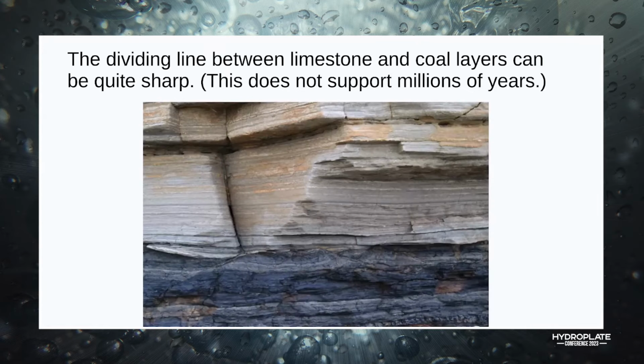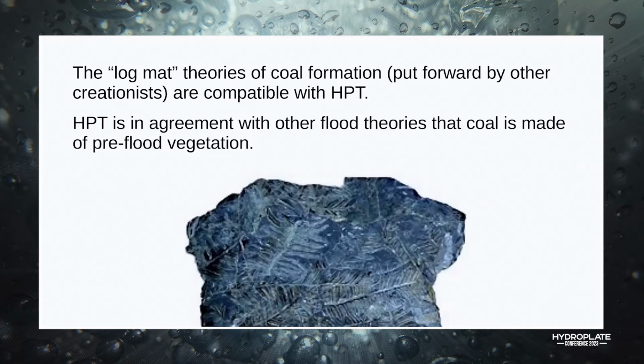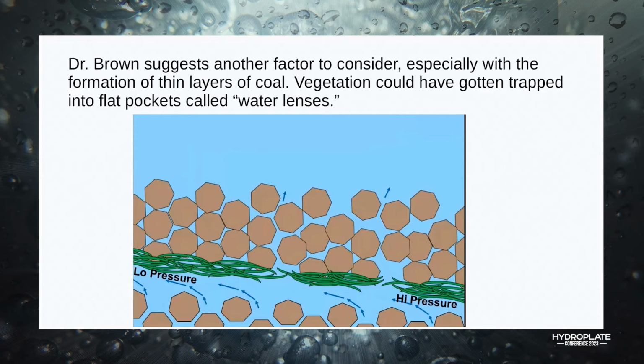What about the coal layers? The dividing line between limestone and coal layers can be quite sharp. The log mat theories of coal formation put forward by other creationists are very compatible with hydroplate theory. It's in agreement with the other flood theories that coal is made of pre-flood vegetation. But Dr. Brown suggests another factor to consider with the formation of coal, and that is that vegetation could have gotten trapped into flat pockets called water lenses.